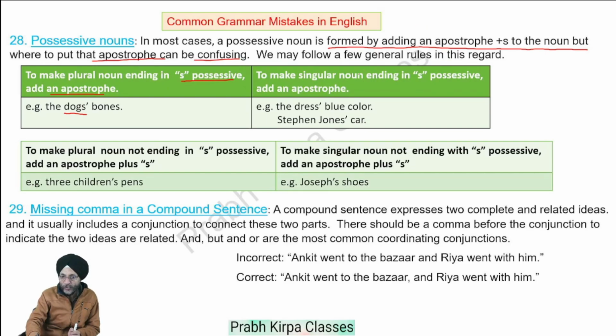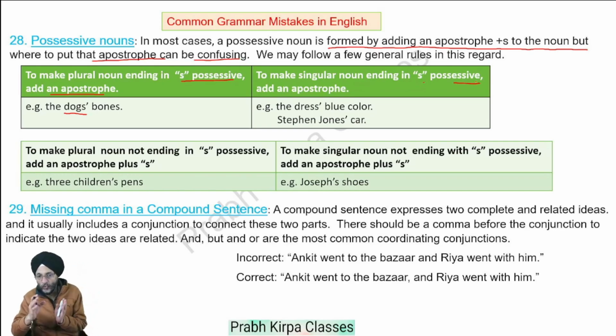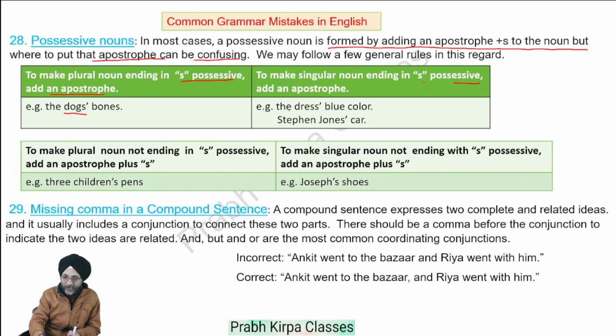To make a singular noun ending in s possessive, that is, a noun which is singular, we have to only add an apostrophe. Here s is already there. Dress is singular. It may be a person's dress, it may be my dress, it may be your dress. The color of the dress is blue. So here we have not written s after the apostrophe, we have simply added an apostrophe.